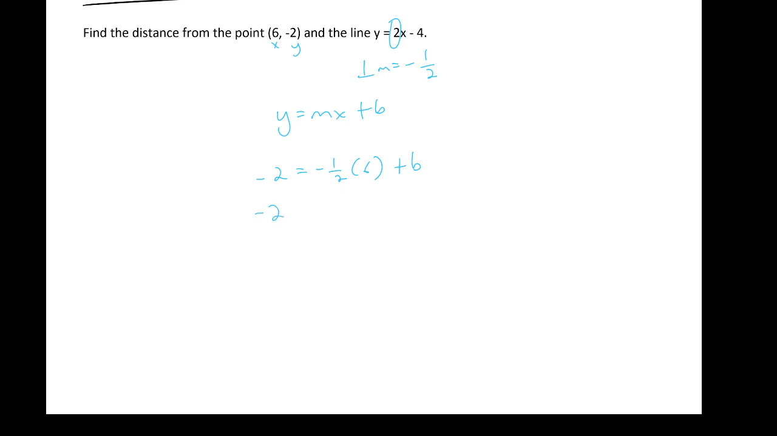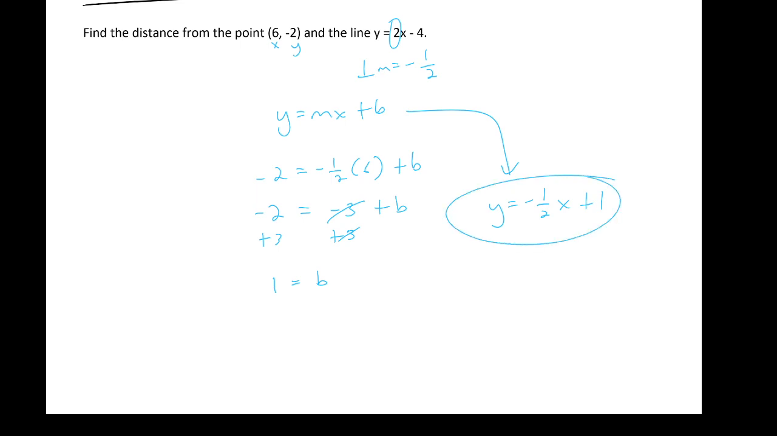All right, so negative 2 is going to be equal to negative 1/2 times 6, which is negative 3. And to get b by itself, it's going to be 1. And there we go. My new equation: y is equal to the stolen, modified slope, negative 1/2, x. So I'll have my independent variable x that I input there to get my output from my dependent variable y, and then plus 1 as my b.